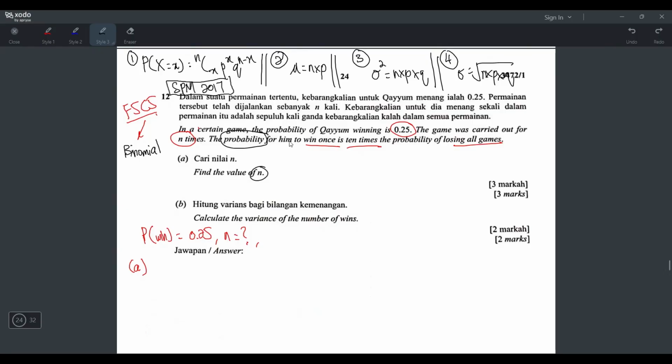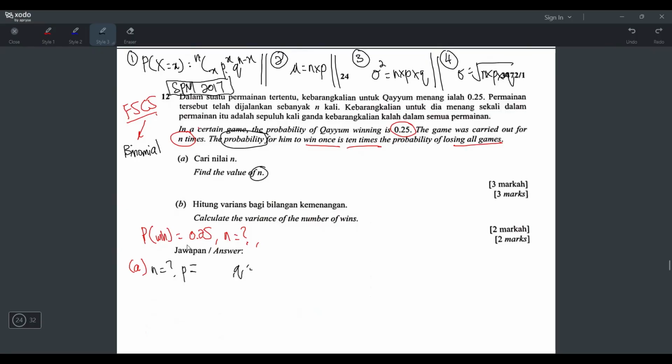So the probability for him to win once is 10 times the probability of losing all games. We don't know the n, we are trying to find the n, but we need the p and q. Because when you're doing binomial distribution, doesn't matter which of the four formulas you use, you need the n, p, q. Without them, you cannot use any of these formulas. So what is the p?